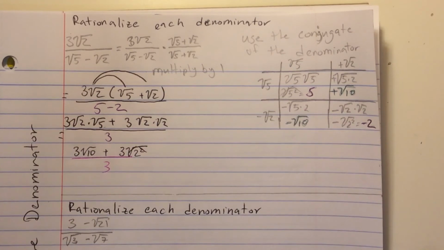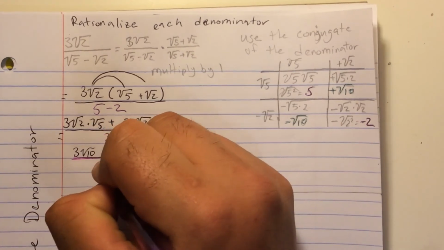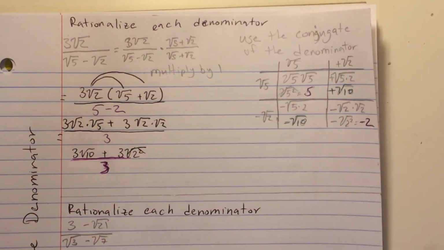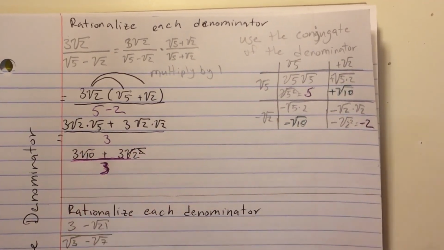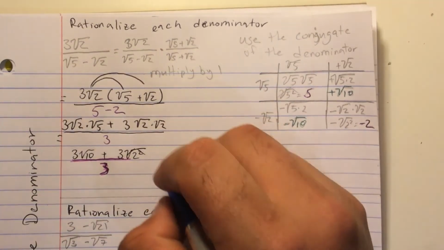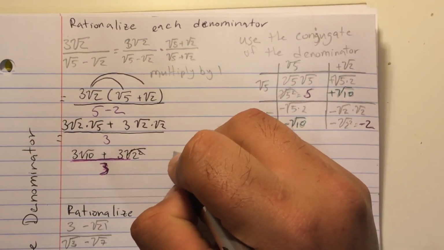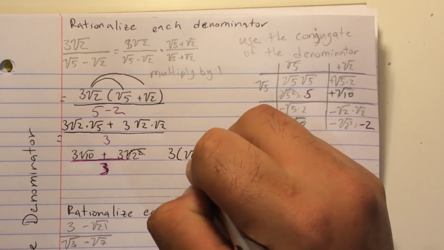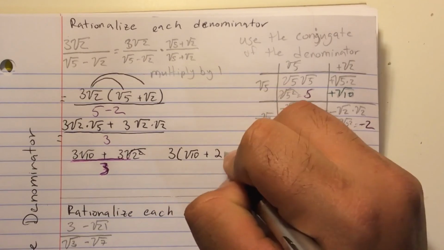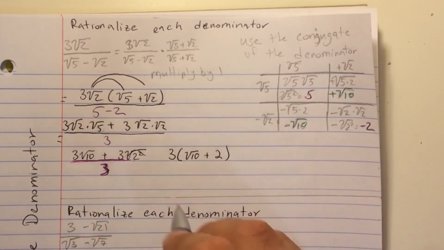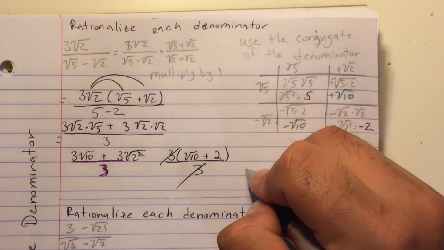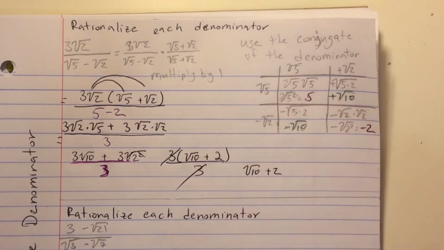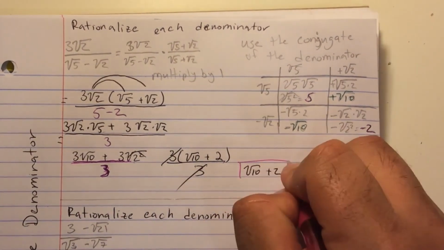Oh, I messed up the colors, guys. So sorry. It's supposed to be purple, because that's not our answer yet. I noticed that these two here have a 3 in common, and this one here also has a 3 in common. So I'm going to factor out a 3. It'll be 3 times radical 10 plus 2, because when we reduce this, it's just 2 left over, all over our 3. We're going to take that out, so we get radical 10 plus 2. Now we can use our pink because we have finished.